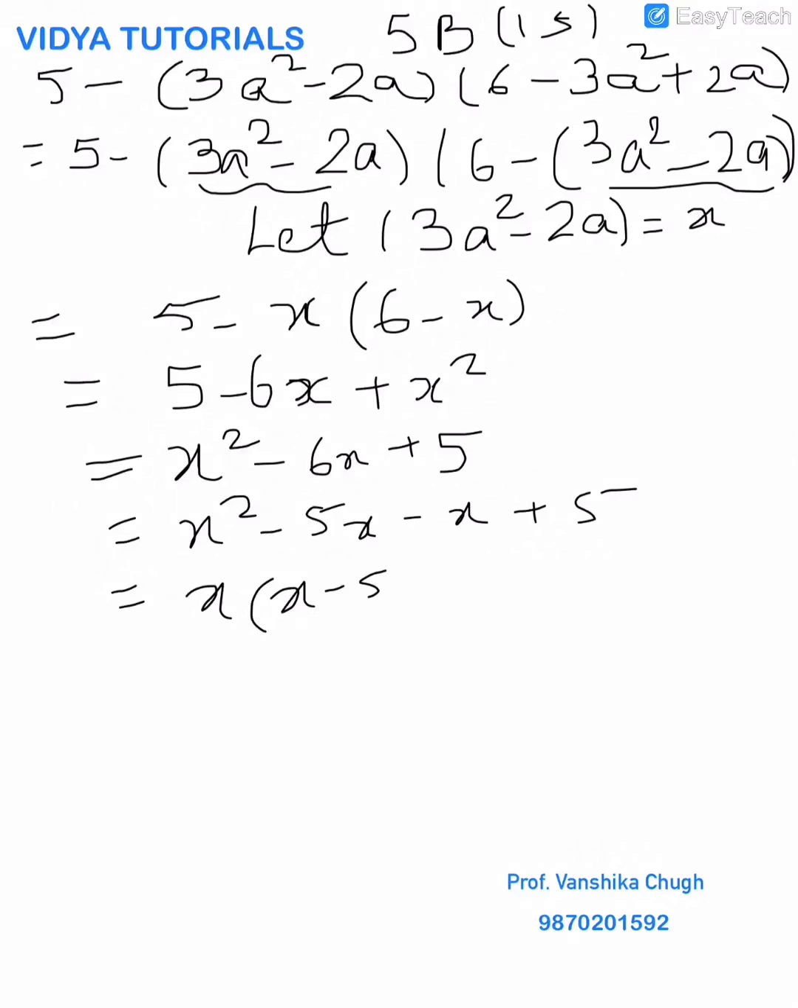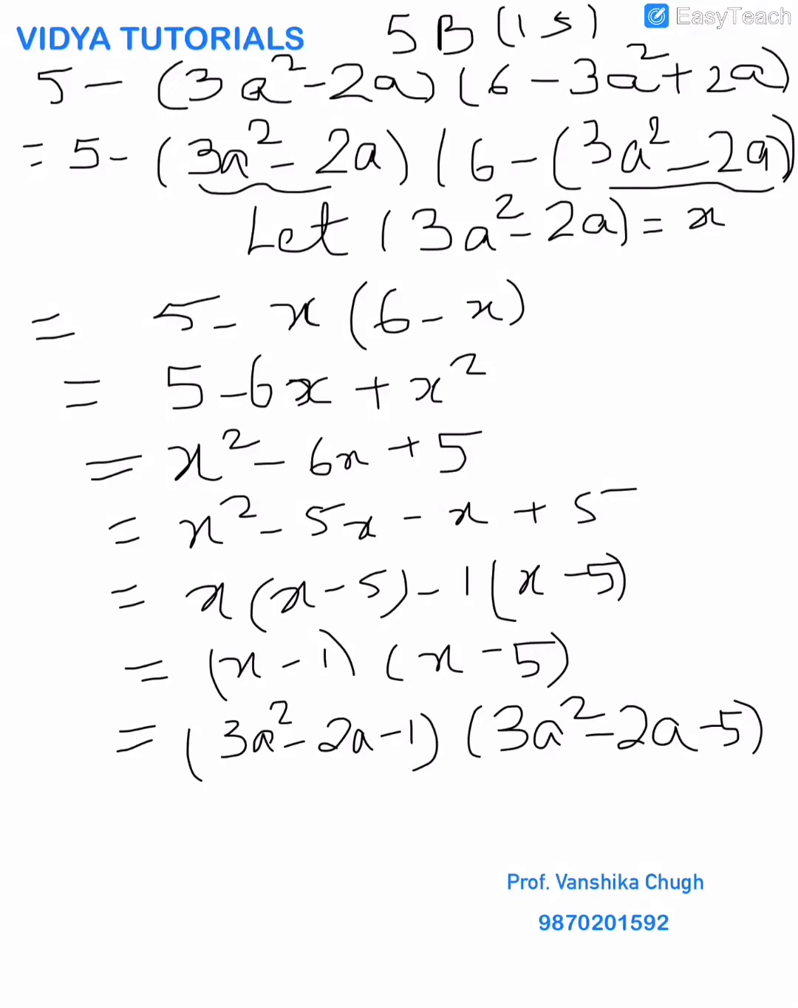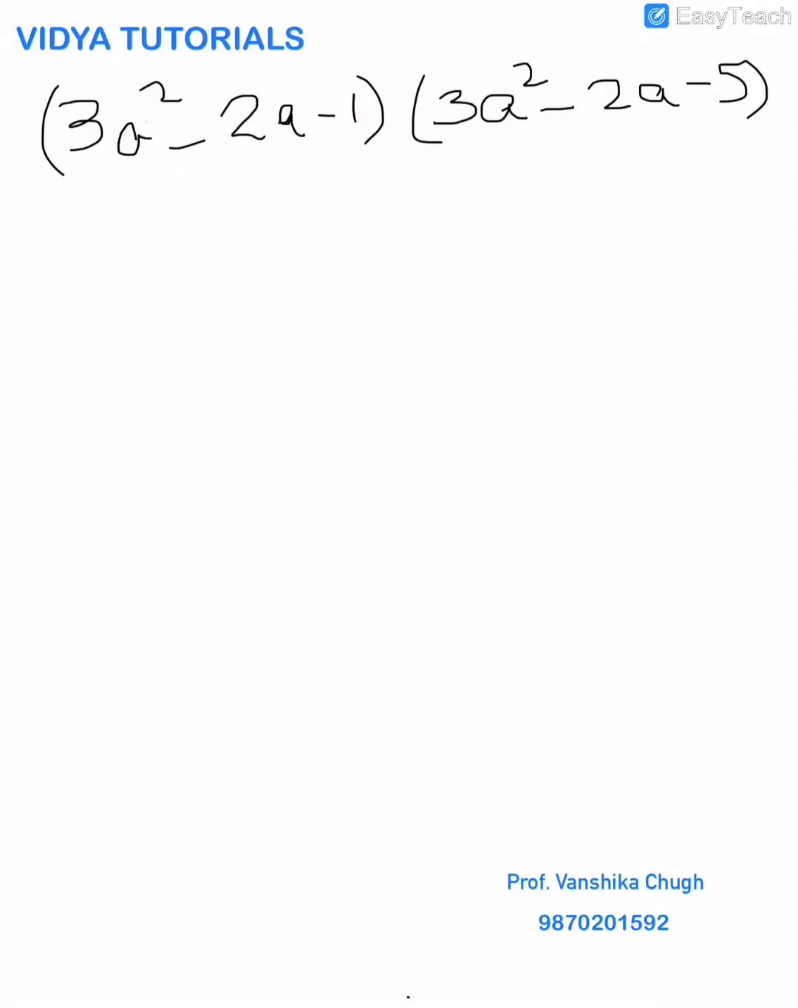Now I will substitute back my x. So I will get 3a square minus 2a minus 1 and 3a square minus 2a minus 5. Here I will have to further factorize these two brackets as they are trinomials. So now I have written down my two brackets again over here, 3a square minus 2a minus 1 and 3a square minus 2a minus 5. So when I factorize this, I need the product should be 3 and the difference should be 2. So it is definitely 3 and 1.